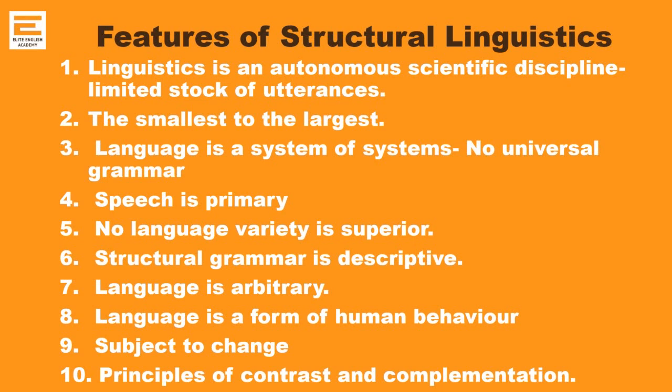The last one, the principles of contrast and complementation are important. Where there is contrast, there is a meaning change, and where there is complementation, members of the same unit occur in a predictable manner. Then, as a result, allophones and allomorphs appear. So, what are allophones and allomorphs? That is a different topic.